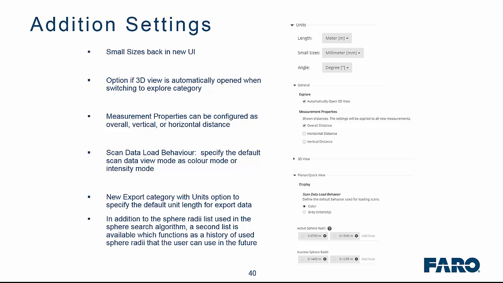We've got a new export category for units where we specify the default unit length for export of data. In addition to this, when you're selecting spheres, you typically put in the standard spheres that you use, but if you inadvertently click a random sphere and it's a non-standard size, then the system will remember that and give you a secondary list. So that covers most of the features. Now what we'll do is drop into the interface and have a look at a few of them.